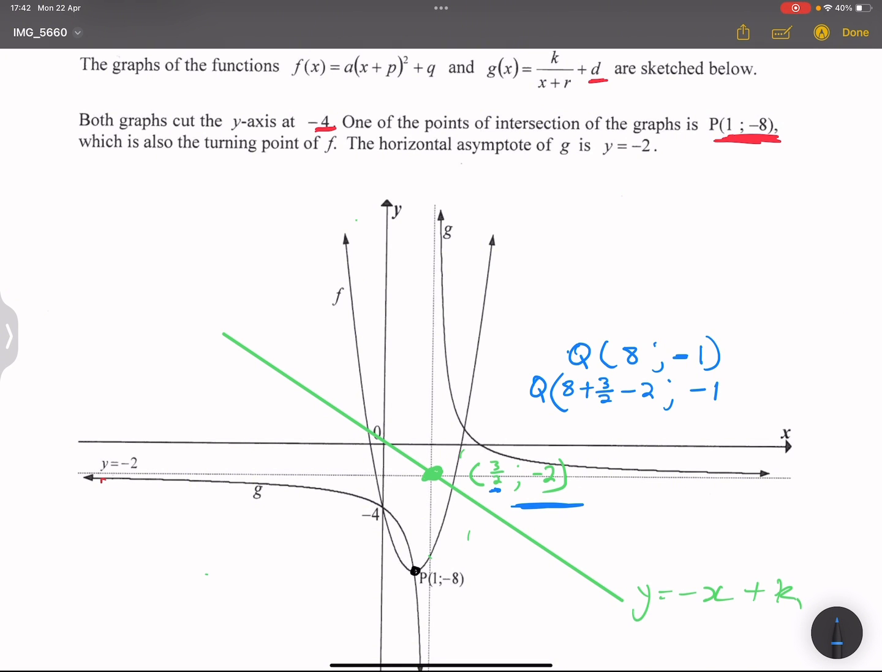This will be minus 1 plus 3 over 2 minus 2, which is that asymptote value, right? And so what would be our Q value? All right, 8 minus 2 would be 6, plus 3 over 2. 2 times 6 is 12, so this would be 15 over 2, right? And in this case I've got minus 1 minus 2 gives us negative 3 plus 3 over 2. This would definitely be minus 3 over 2 as well.